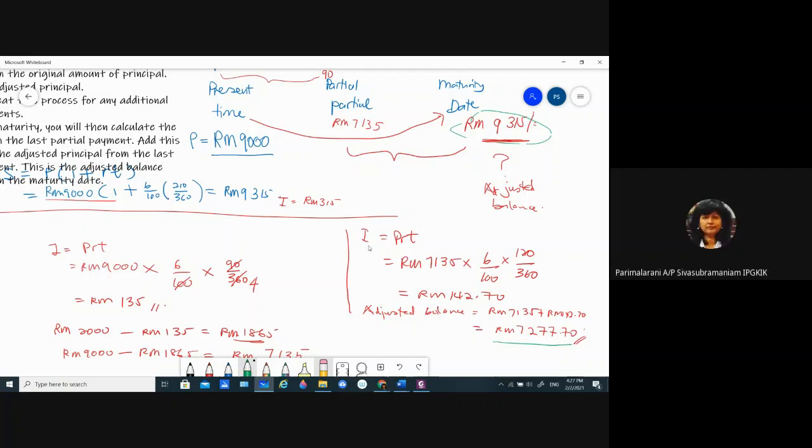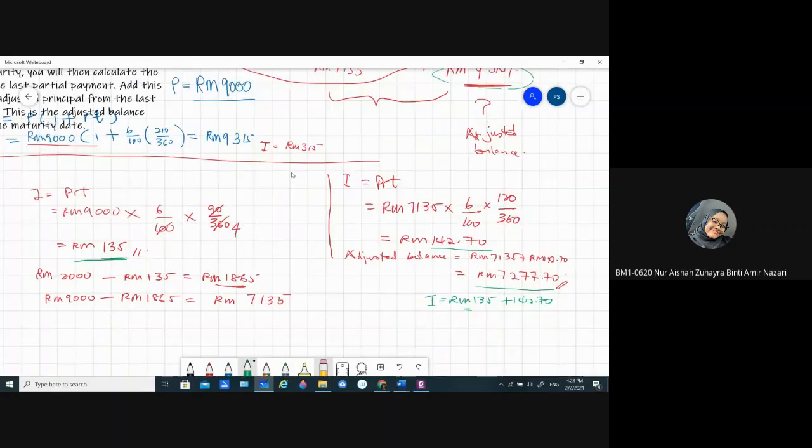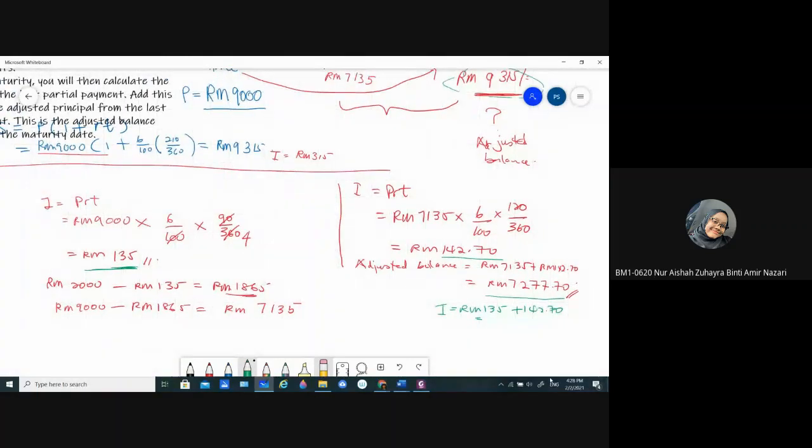What is the total interest that she has paid now? She paid just now 135 and then she paid another 142.70. So the total interest that she has paid is 135 plus 142.70. That is 277.70, yeah? So she has paid this much of interest, compared to what we calculated earlier, 315. If you pay in one shot, the whole thing until the end, you must pay interest 315. But because she made a partial payment, the interest now is less.